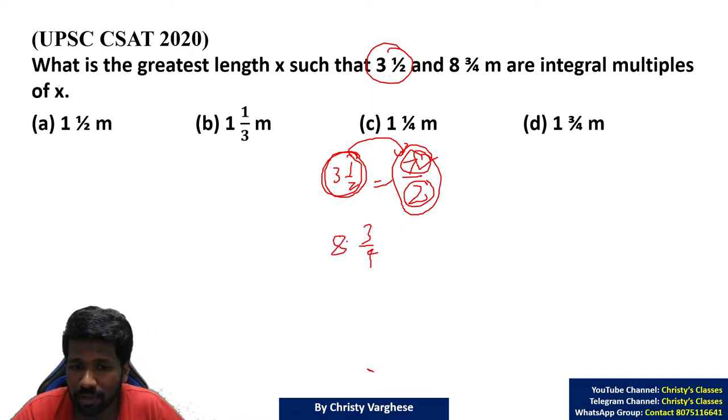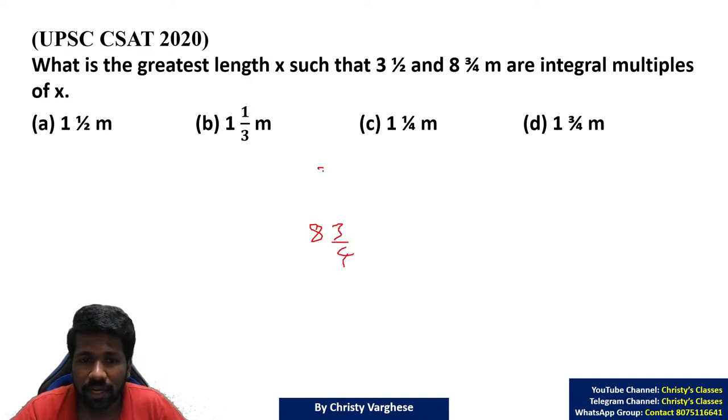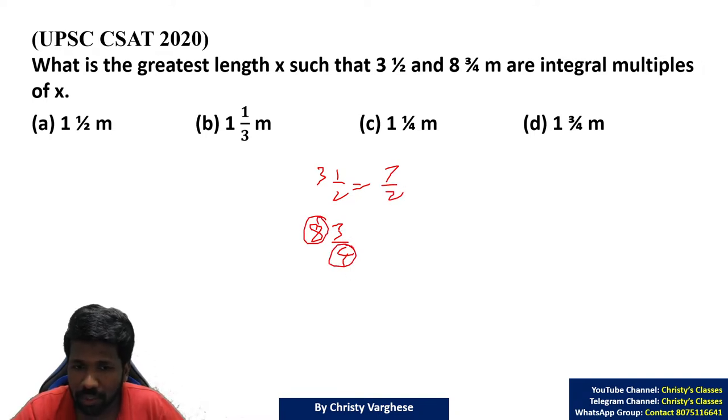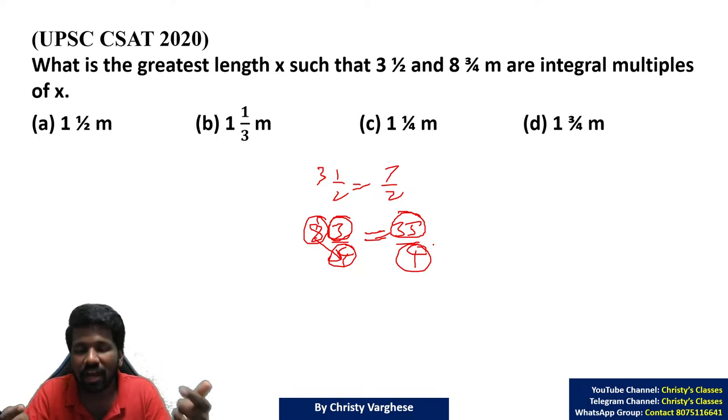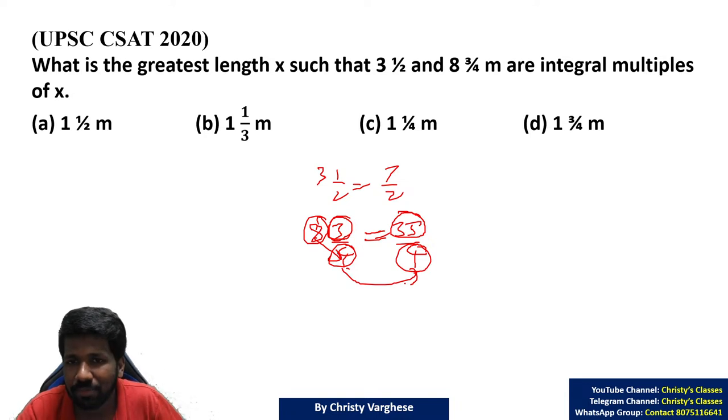Similarly, 8 3/4. If it is doubled, 16 and 1.5, so 17.5/2. That will be trickier. You can first convert it. 3.5 will be 7/2. That is clear. You can multiply 8 into 4, 32. 32 plus 3, 35/4. To convert a mixed fraction to an improper fraction, multiply these numbers, add this number, that will be the numerator, 35. The denominator will be 4, so 35/4. And 35/4 is 17.5/2, which is 8 3/4. Whichever way you convert it into an improper fraction, that is better to understand.